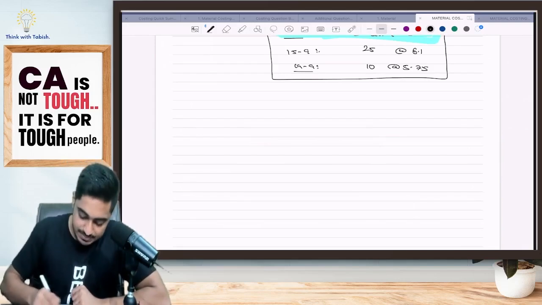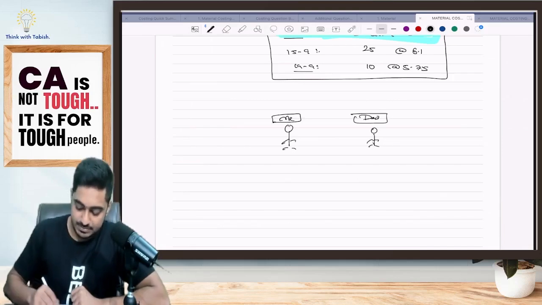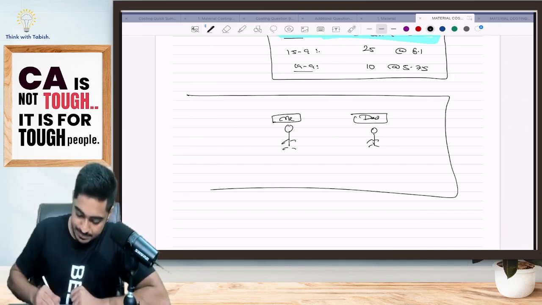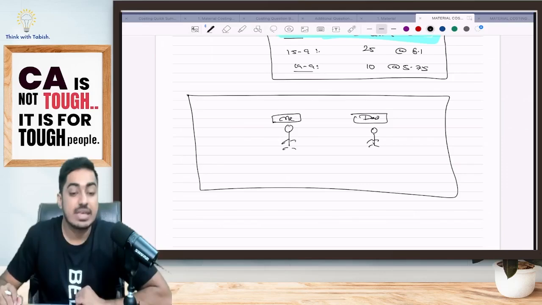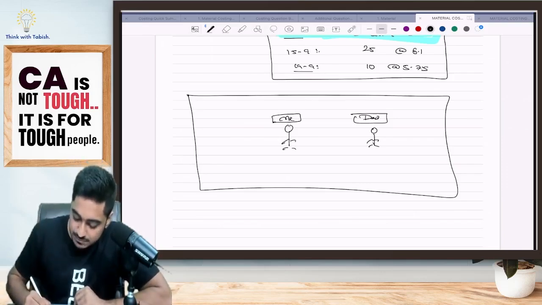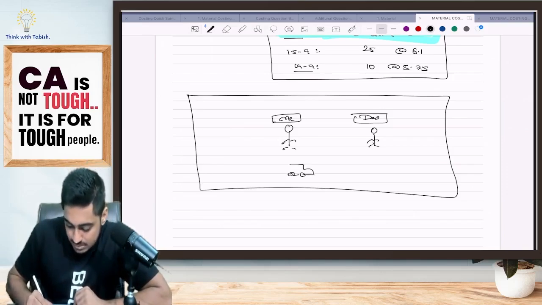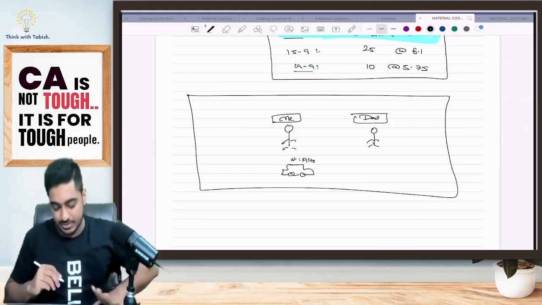Now, imagine this is me. This is my dad. We are one family. So what happened? After I became a CA, I purchased a car. What was the first car I purchased? Imagine, first I purchased an Alto. This is the first car I purchased, Alto. Is this clear, everyone?